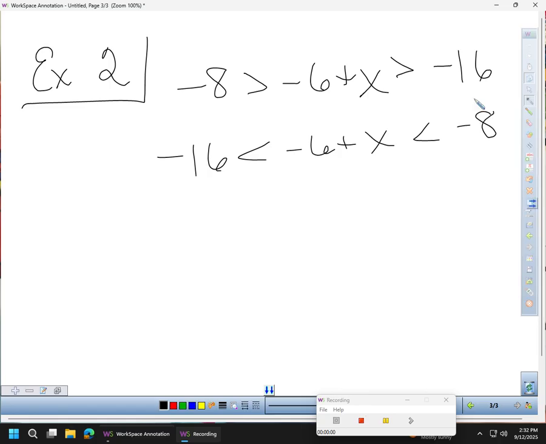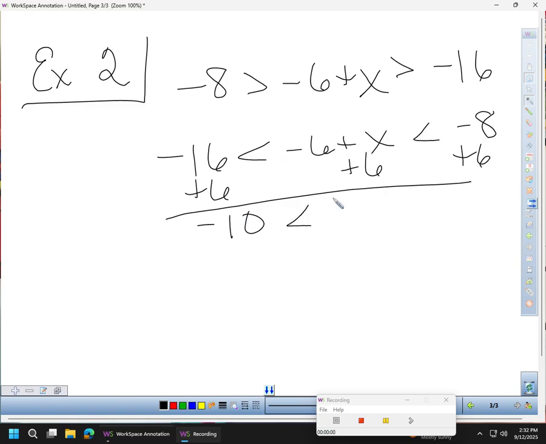Okay, now we're going to go ahead and solve it. How do I go about getting x by itself? Add 6, add 6, add 6. -16 plus 6. -10. Less than, what do I have in the middle? Less than. -2. On my number line, at -10, do I have an open or closed dot? At -2, do I have an open or closed dot?